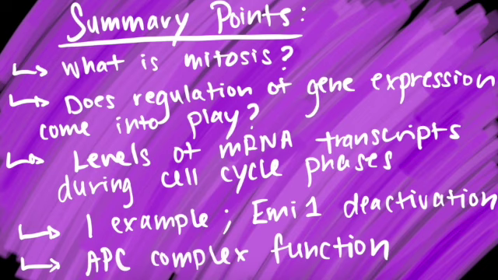So EMI1 mRNA must be deactivated in order to activate the anaphase promoting complex, or APC for short, and this deactivation occurs through none other than translational repression and protein degradation, further supporting the fact that we use gene expression regulation. And finally, the APC complex function in a nutshell will induce the progression and exit from mitosis.